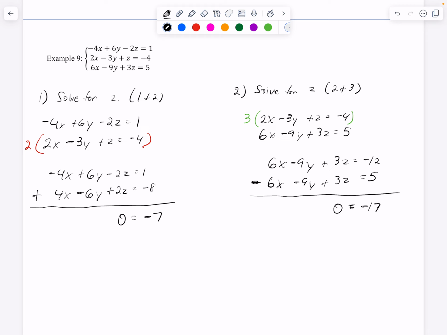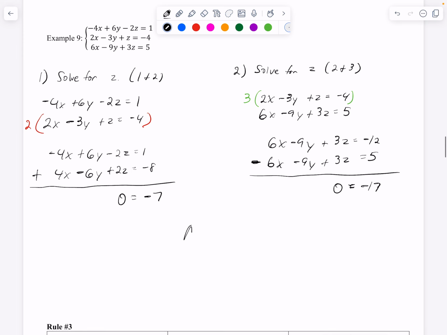So the second one and the third one are also parallel to each other. So again, these will never intersect. So we're going to write no solution. It's an inconsistent system, right? Consistent would mean there is a solution. Inconsistent means there's not. Okay, let's do one more.